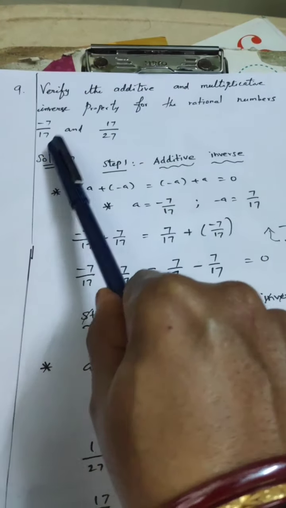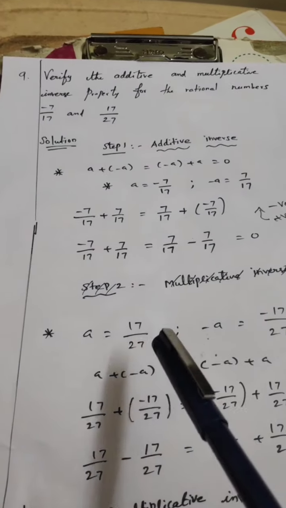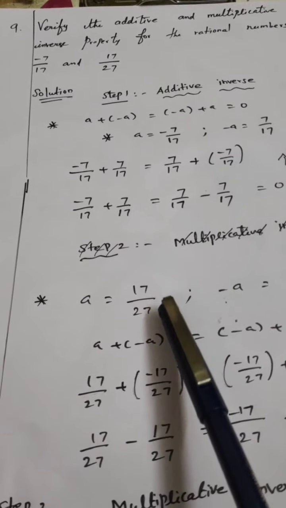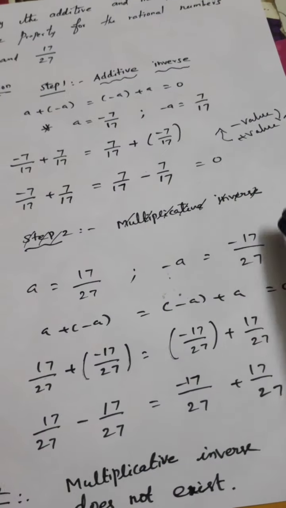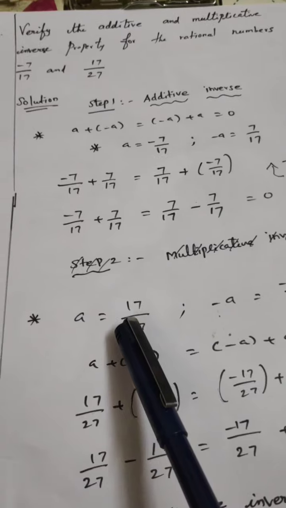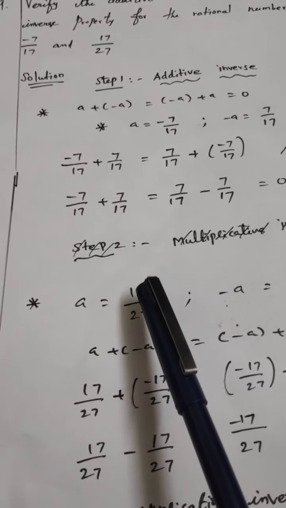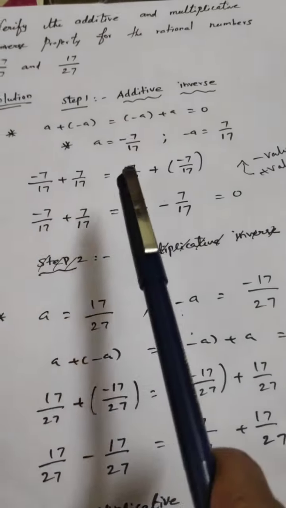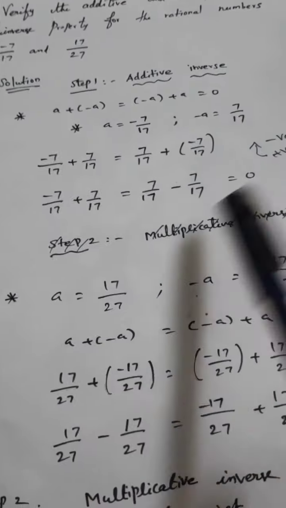Next, this is one question. For that, four steps are needed. A equal to 17 by 27, minus a equal to minus 17 by 27. Look very carefully: a value equal to any symbol is there or not? So a equals plus, minus a equals minus. That's all. In the same way, a equals minus, then minus a equals plus, the opposite sign.